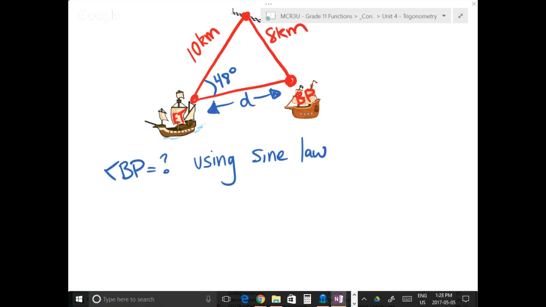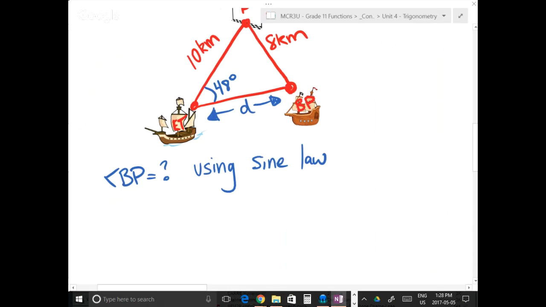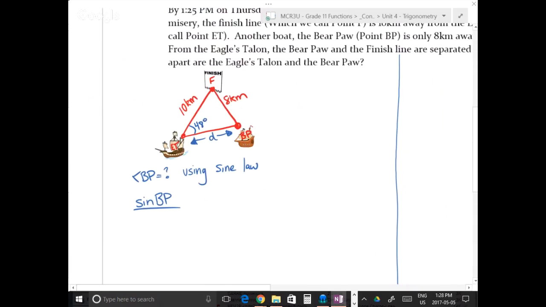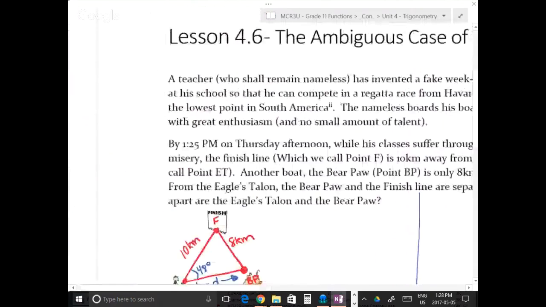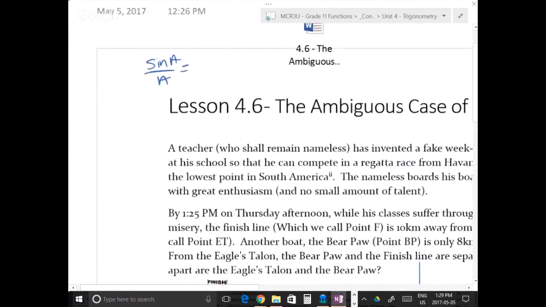So how do we set up sine law again? If I wanted angle BP, I could say that sine BP over what? Come on, you trigonometrists. How do we use the sine law again? Sine law, not sine, but sine law. Remember, you've used it. Sine A over a equals sine B over b. I should have used lower cases there, I guess. Equals sine C over c.